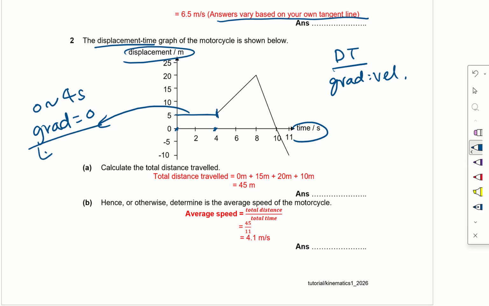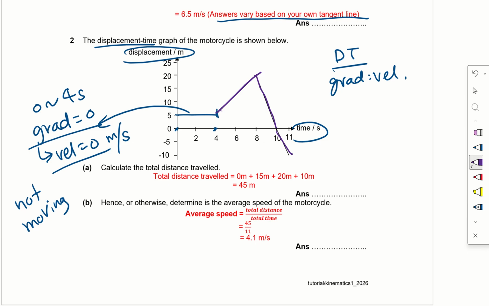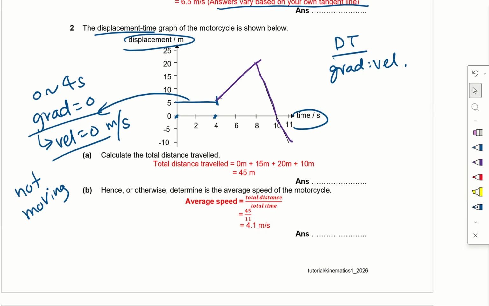And what does gradient represent? Velocity. So the velocity is 0 meters per second. It means it is not moving. So when does it start to move? Okay, so it is from here. It is also moving and also moving, right? Okay, so how do we calculate the total distance traveled?